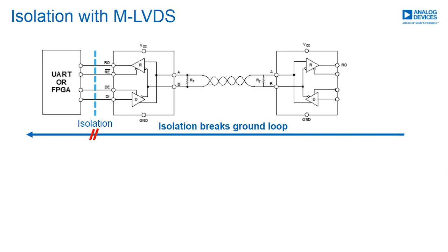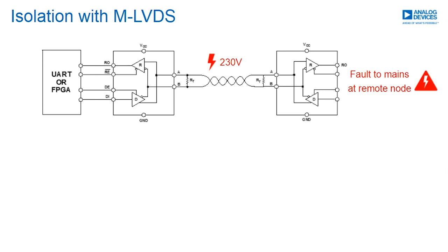The second main reason is for safety. In systems that may have live electronics and have personnel or sensitive electronics at other points in the network, isolation can be added to help shield this personnel and sensitive electronics from dangerous and hazardous high voltages. Should a fault occur at a remote node and the M-LVDS bus goes live, the personnel and electronics at every other node on the device are safe due to this isolation barrier.